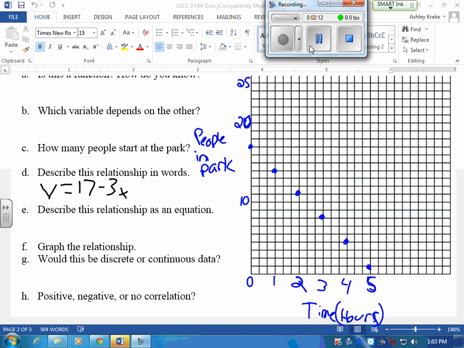How long would it take for everybody to leave the park? 6 hours, because as we show here on our graph, at 5 hours, there's 1 person left. So yeah, they'll eventually leave. After 5 hours, there's 1 person left, so after 6 hours, there are not going to be any people left.